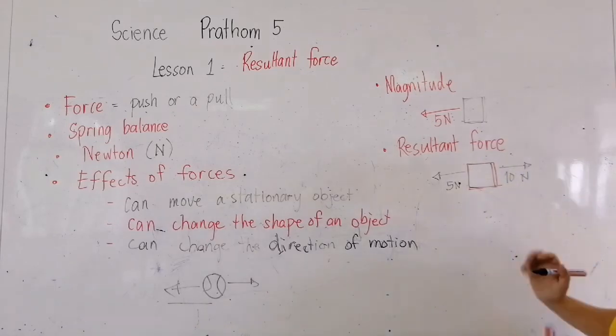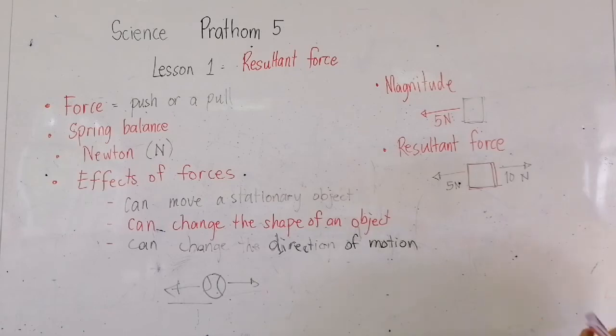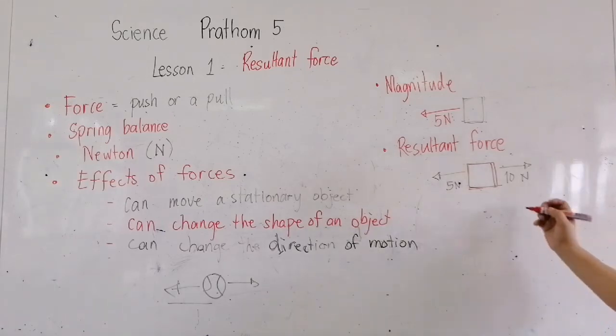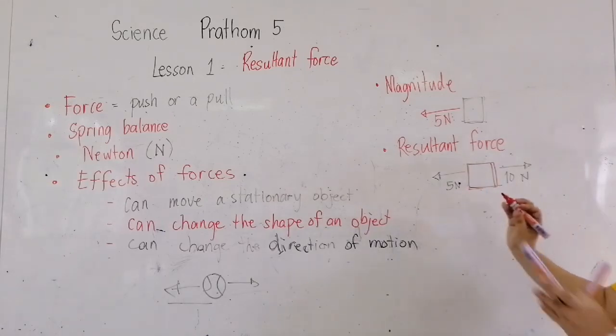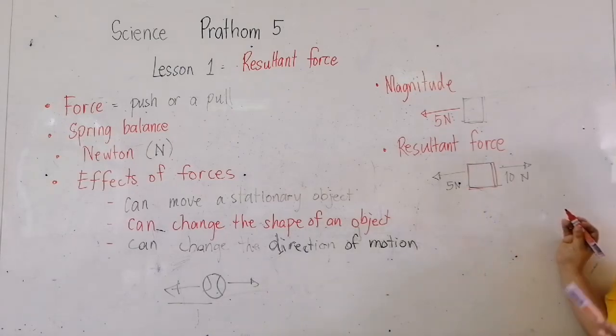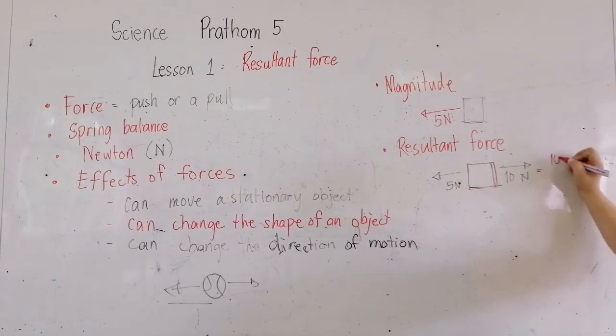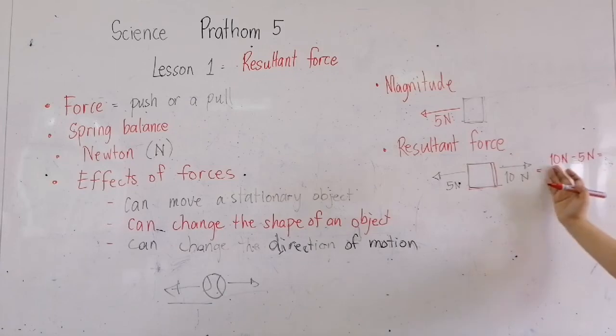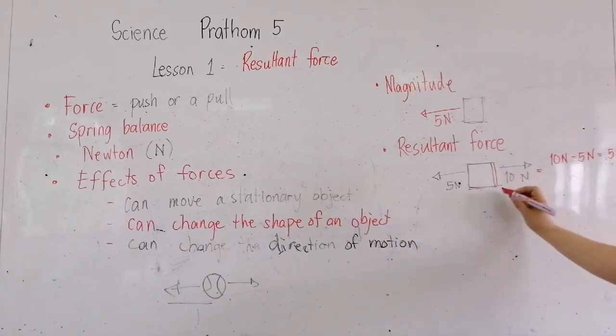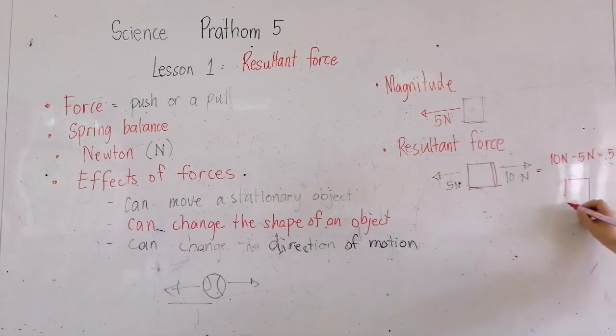So how are you going to know the resultant force? The resultant force is the sum of these two. Since they are in the opposite direction, you are going to subtract. So the resultant force will be 10 Newton minus 5 Newton. So 10 minus 5 is 5 Newton. So if you're going to draw the resultant force acting on this box, it will be 5 Newton to the right.